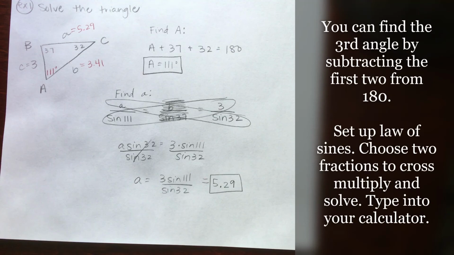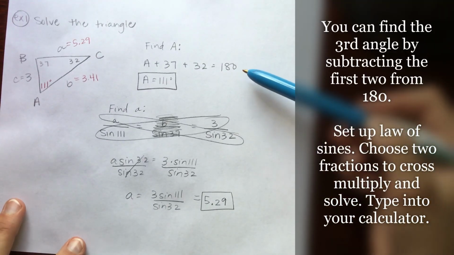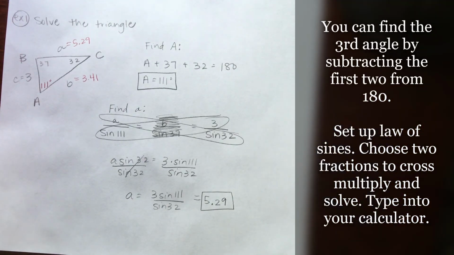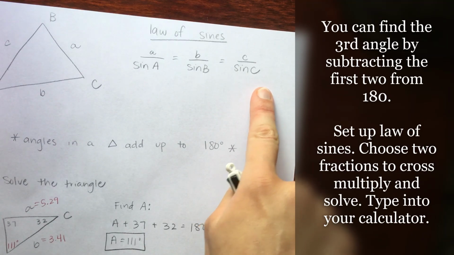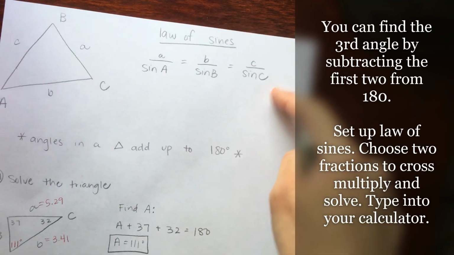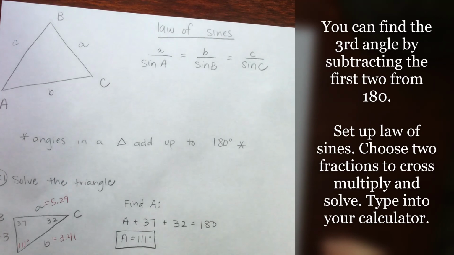So recap, you can find your third angle very quickly by subtracting from 180. And for these sides, you set up the law of sines. You take two of these fractions here so you can cross multiply them. You usually end up having to divide, and when you divide, you can just type it quickly into your calculator when you're looking for a side.